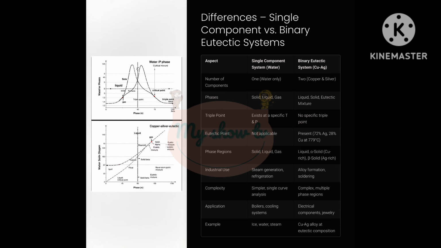Examples. Single component, water at 0.01 degrees Celsius and 0.006 atmospheres exists as ice, water, and steam. Binary eutectic, Cu-Ag alloy at 779 degrees Celsius and 72% Ag solidifies as a eutectic mixture of two solid phases simultaneously. This differentiation helps us understand why studying both systems is important. The single component system simplifies phase changes, while the binary system is vital for understanding alloy behavior and applications.